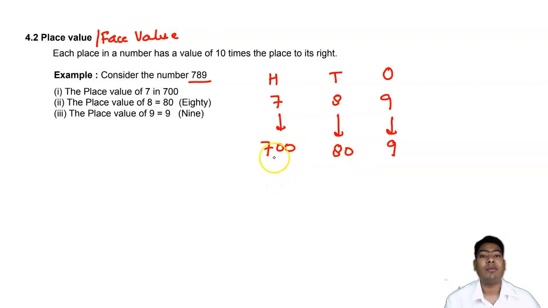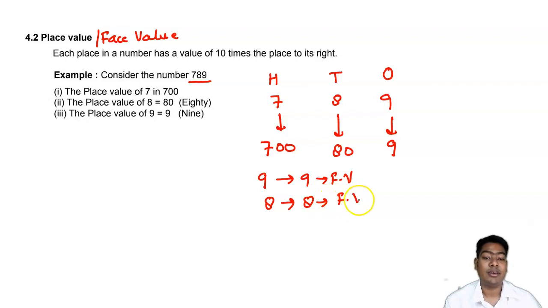Now let's understand what face value is. The face value of a digit is the digit itself. So the face value of 9 in the number 789 is 9 itself. Short form is FV. The face value of 8 is 8 itself. The face value of 7 is the same, that is 7 only. So this is the face value.